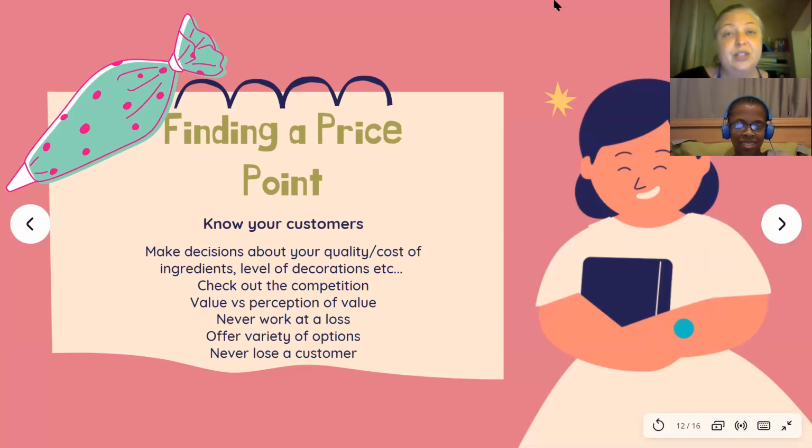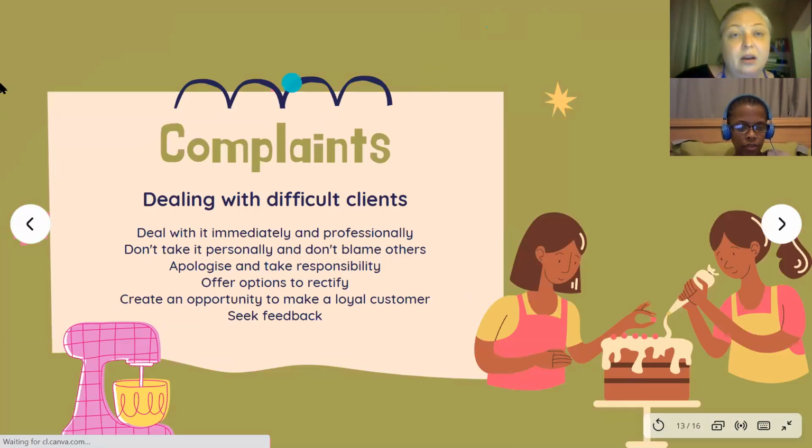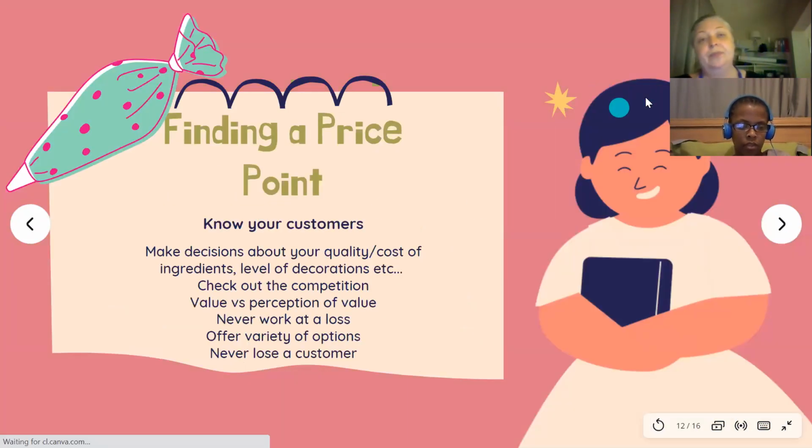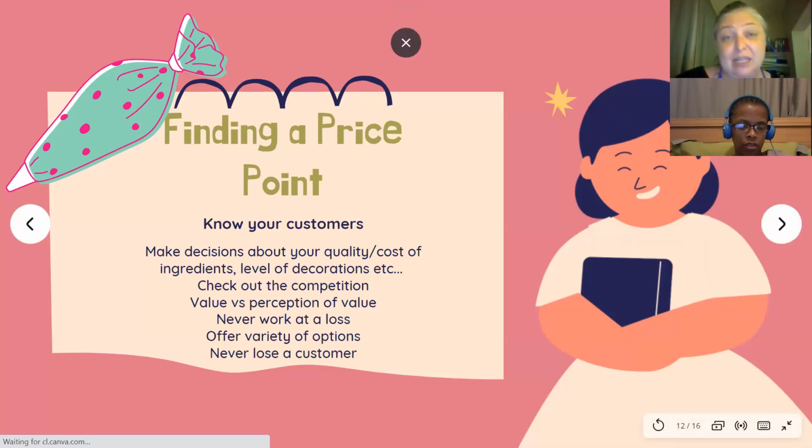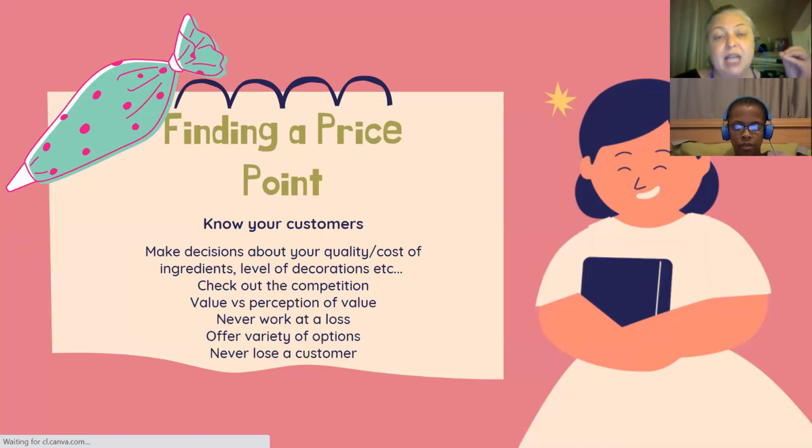Okay, then the next thing that you'll need to do is find your price point. That means deciding what you're going to sell your items for. The first step to finding your price point is to know your customers. So what is important to your customers? Is it important to have a value for money cake, like maximum servings for minimum cost? Is it important for your customers to have something that's fully Instagrammable and just too cute for words, that they're never even going to cut it because it's so cute?